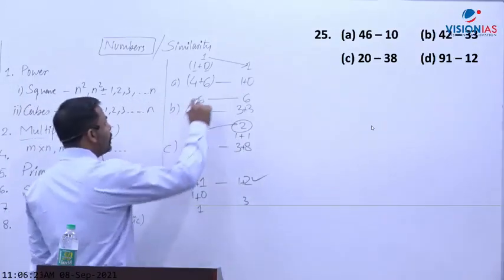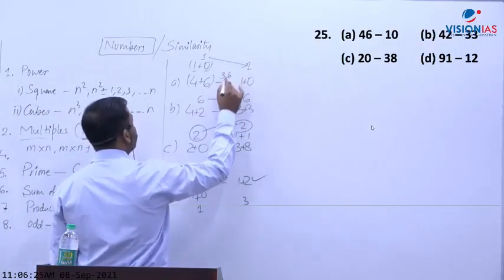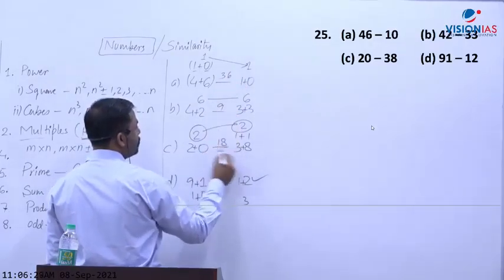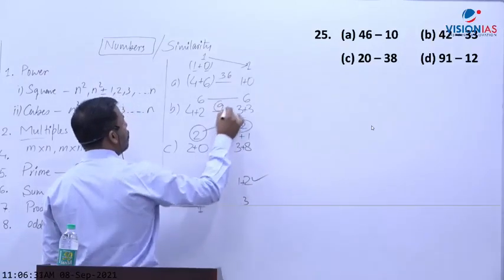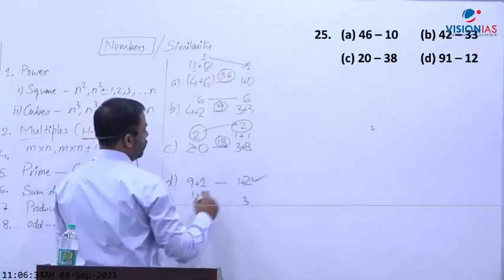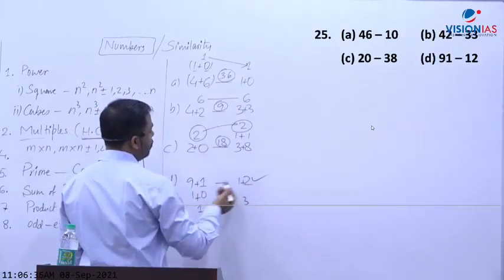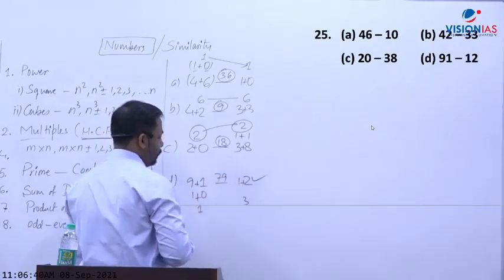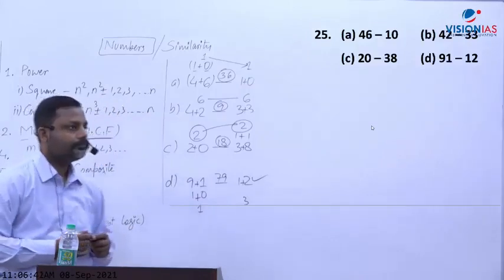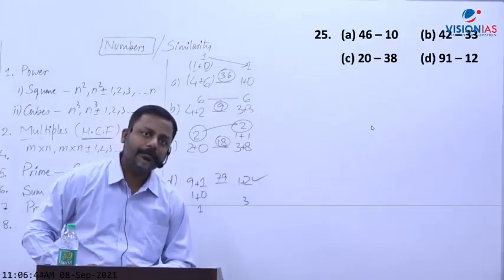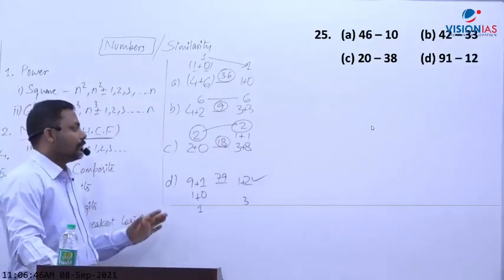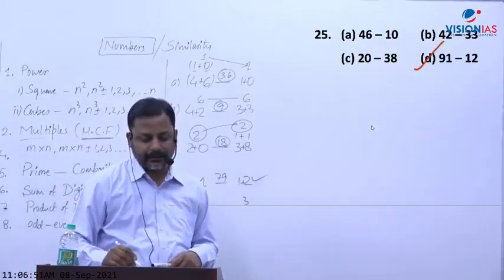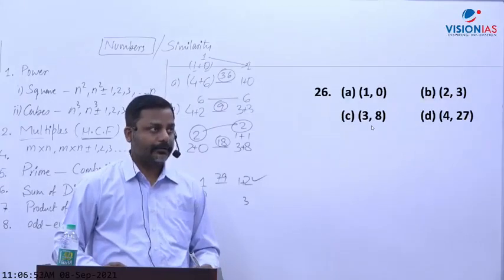Or you can say that the difference between the two numbers is a multiple of 9. In the three options, the difference between the numbers is a multiple of 9, but here it is not a multiple of 9. It is basically 79, which is not a multiple of 9. So here the right answer is 91 and 12. Option D.